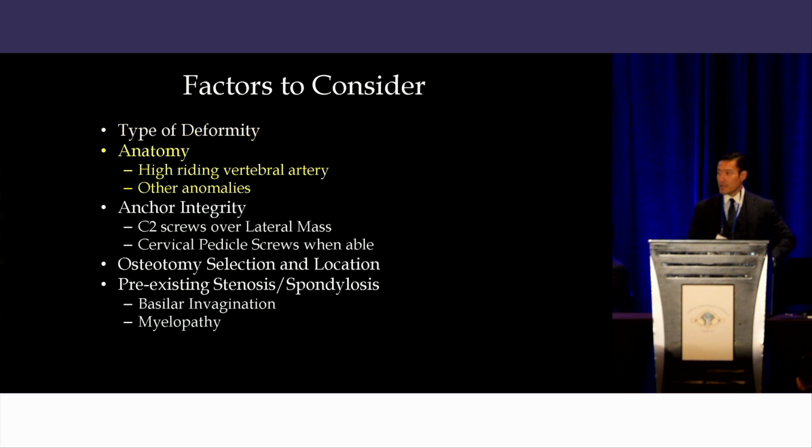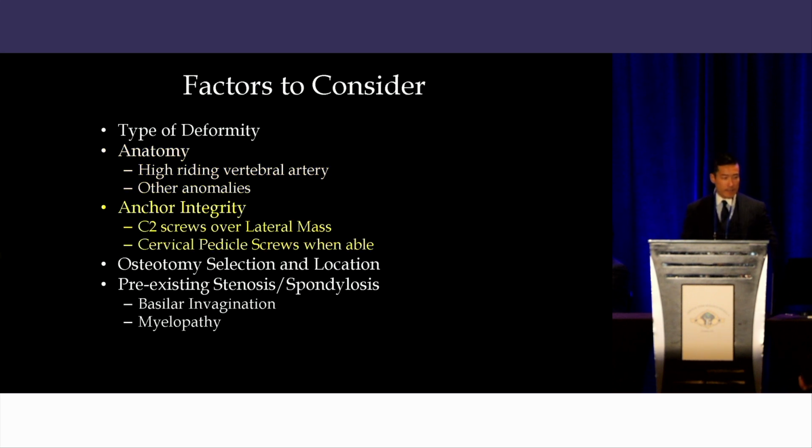Obviously, if you have an area where you want to do an osteotomy and you have a vertebral artery that's very close to that area of the osteotomy, such as a C7 PSO where you have a low entry vertebral artery, that might not allow you to do that, and something that's going to determine your level selection.